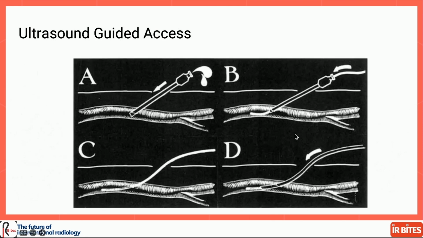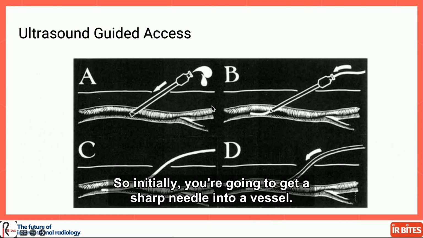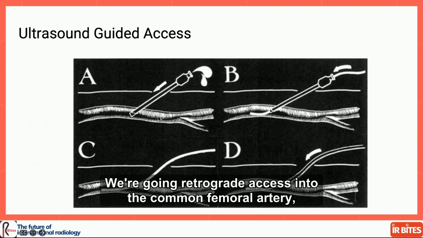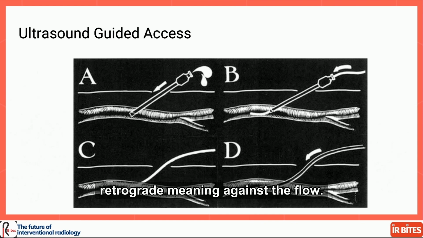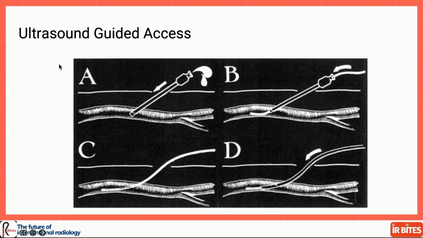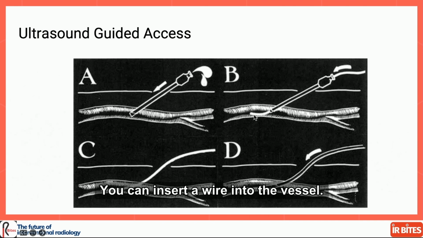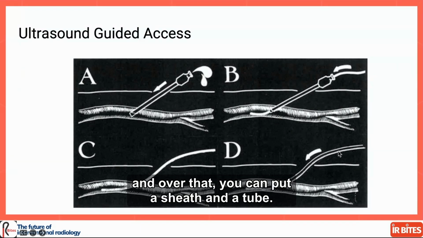What does it involve? So initially, you're going to get a sharp needle into a vessel. So let's just take this. We're going retrograde access into the common femoral artery. Retrograde meaning against the flow. We put a needle in. You get some blood back. You can insert a wire into the vessel. The needle then comes out, and over that you can put a sheath and a tube.